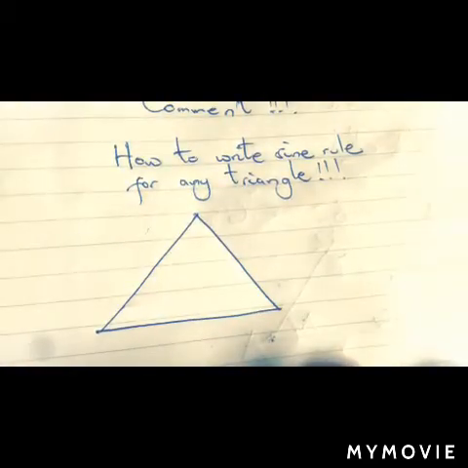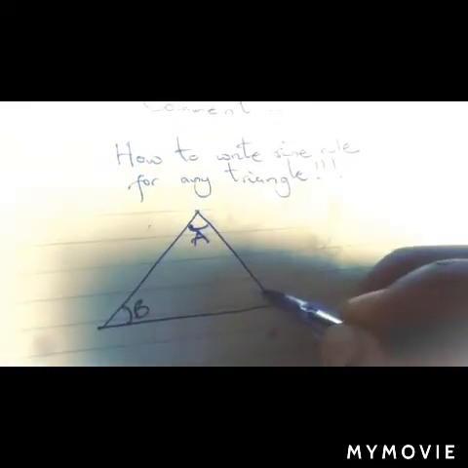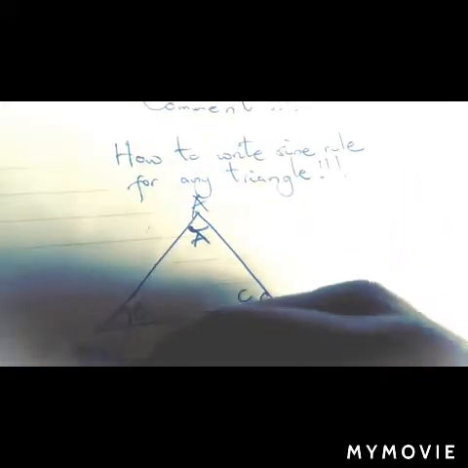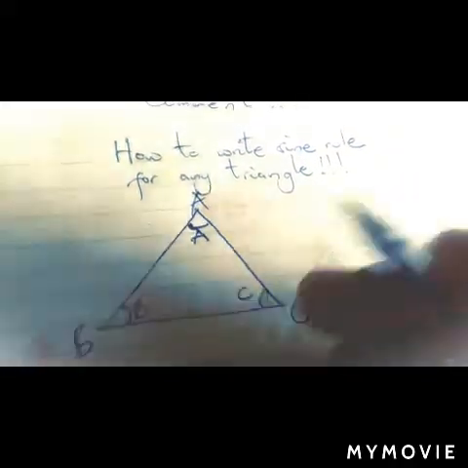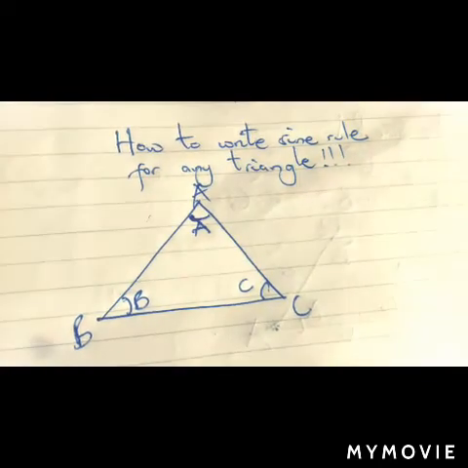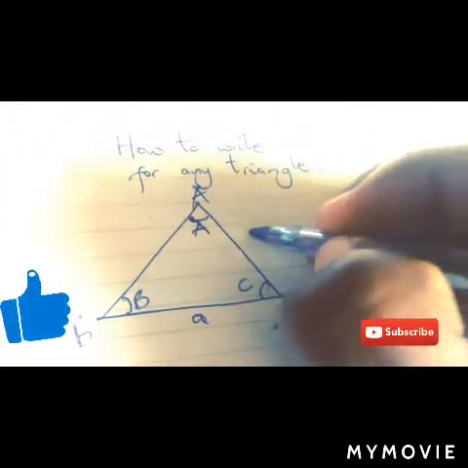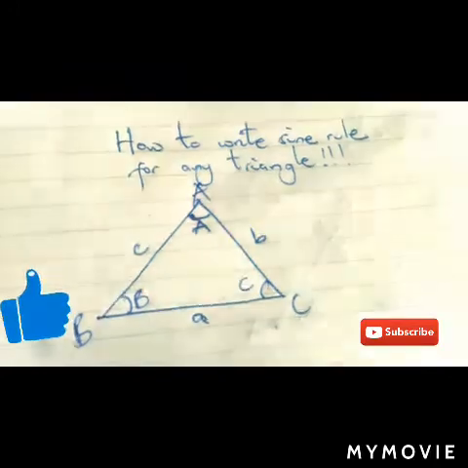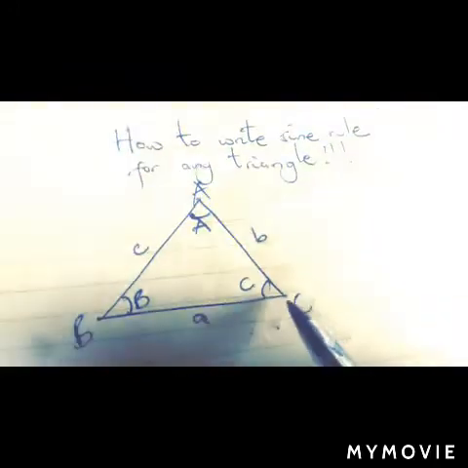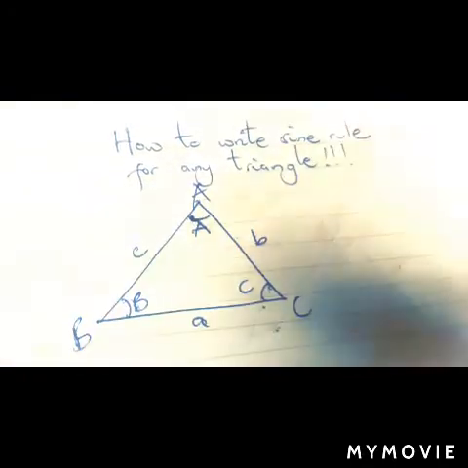Okay, we have that. Let's give this angle A, this angle B, and that angle C, and let their respective vertices be A, B, and C. So how do we write the sine rule for this triangle? I'll label this side, that side, and that side, making sure that each side is directly opposite to one angle.